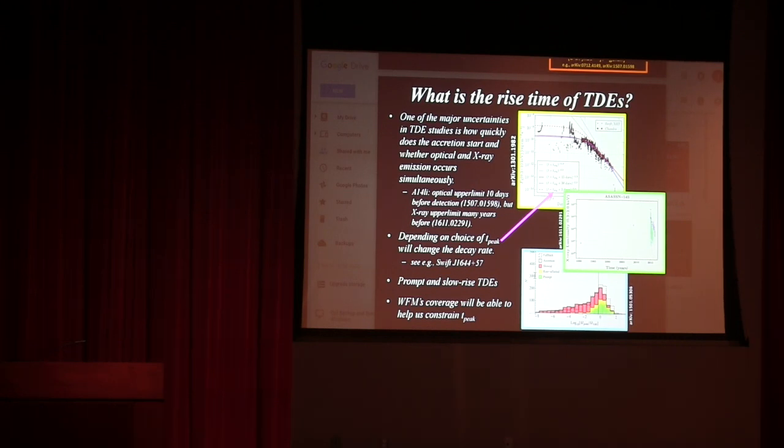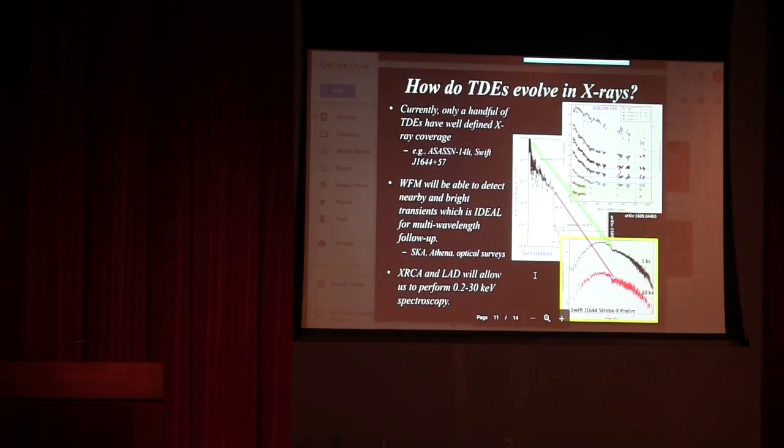And so if you go to the next slide, apart from trying to work out when TDs turn on, another important thing is how do they evolve in X-rays? Currently, only a handful of TDs have a well-defined X-ray light curve. The ones plotted here are the two main events for which we have a reasonable amount of data: Sassen 14I and Swift J1644, where one is a non-jetted TD and the other is a jetted TD.